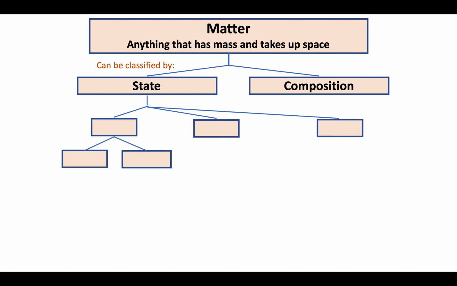So first of all, what is a state of matter? The state is just the physical form of matter. So matter can take three different forms, at least three main forms that we're going to be studying in this class. And those should be pretty familiar to you. Those are going to be our solids, liquids, and gases. So now we're going to talk about the differences between these.